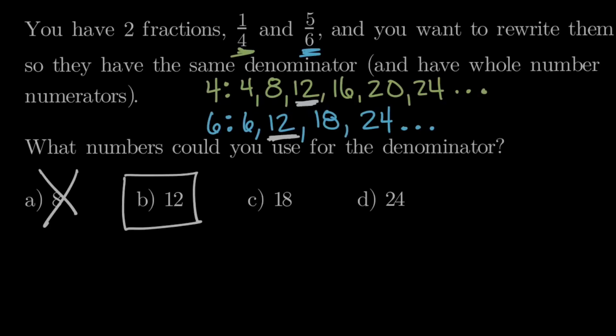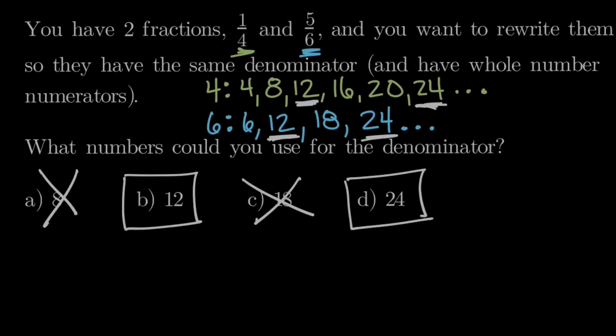18 is here on the 6th. We could split 6ths into 18ths because 18 is a multiple of 6, but it is not a multiple of 4. So we can rule out 18. 18 is not a common denominator. And 24, you may remember, was the last number we wrote on both of them. So yes, 24 could be a denominator for fourths and sixths.